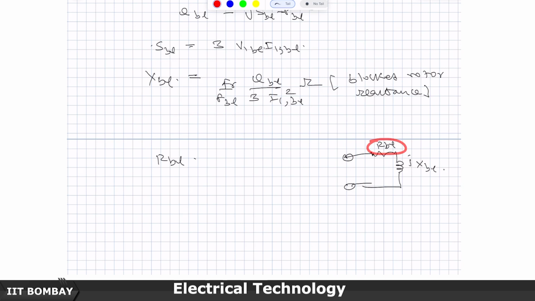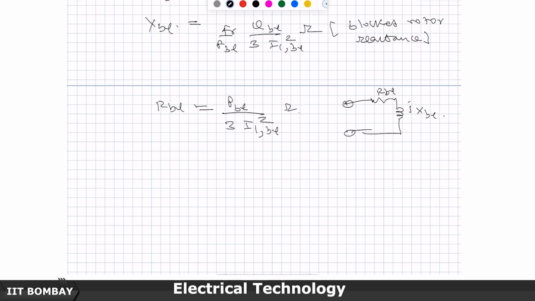Now, we can also calculate the RBL in the same way: the PBL divided by 3 times I1BL square. Here, because it is resistance, there is really no direct connection with frequency, so we do not need to do any frequency scaling associated with this. Okay. Now, what is my Z blocked? This Z blocked is this plus J this.